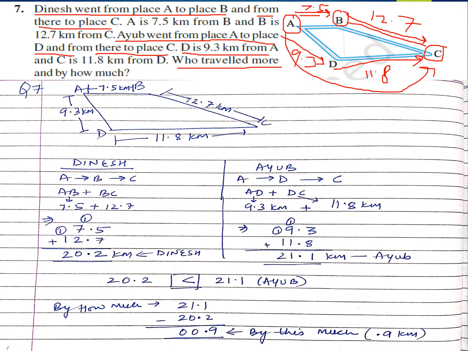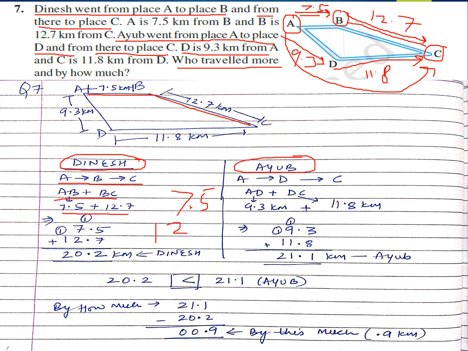So let's see. First column I made for Dinesh, second for Ayub. Dinesh is going from A to B, B to C. So we can say Dinesh is going AB distance plus BC distance. So like this, AB plus BC, 7.5 plus 12.7. Now the question comes, how to add decimals? You have studied this already. Nothing is new. Just see. Simply write the numbers like this: 7.5, point in the middle, then 12.7.